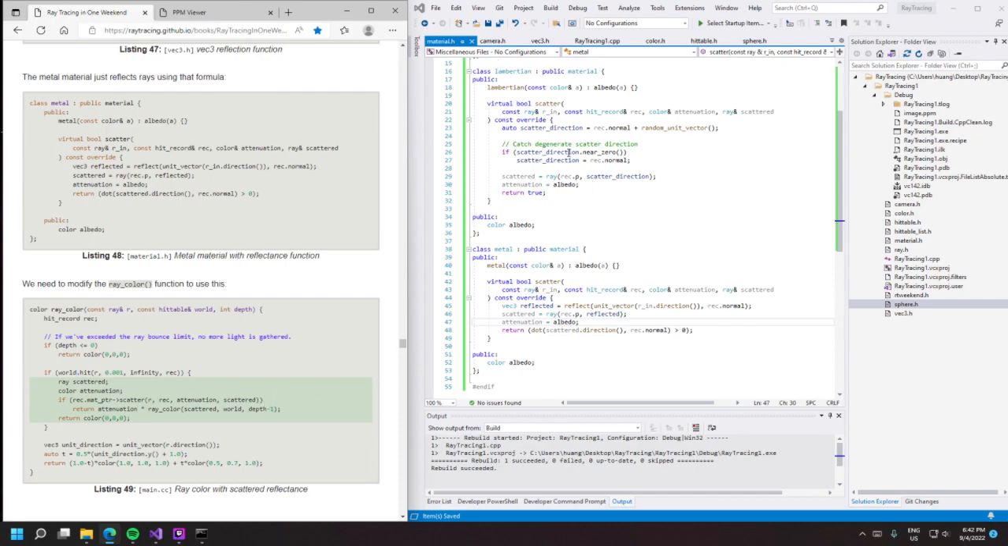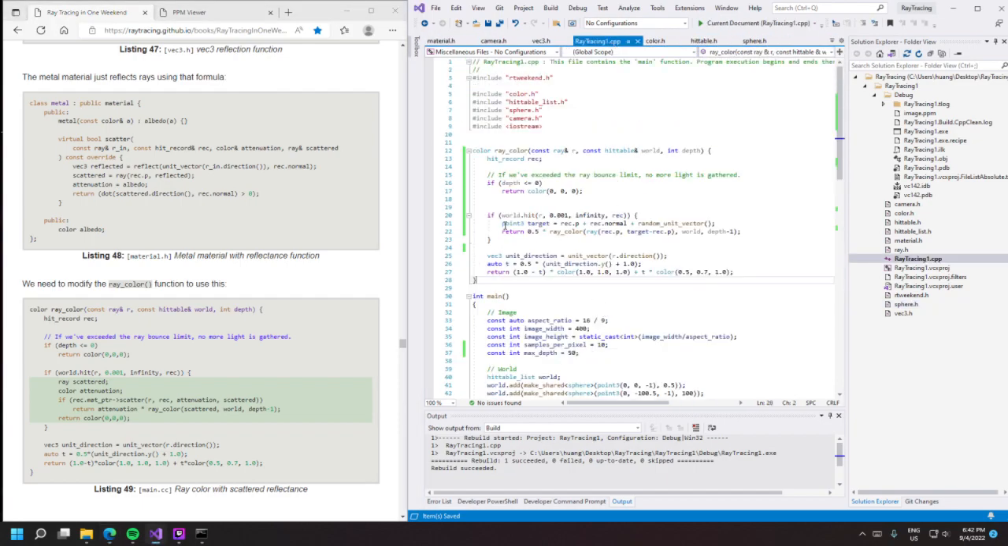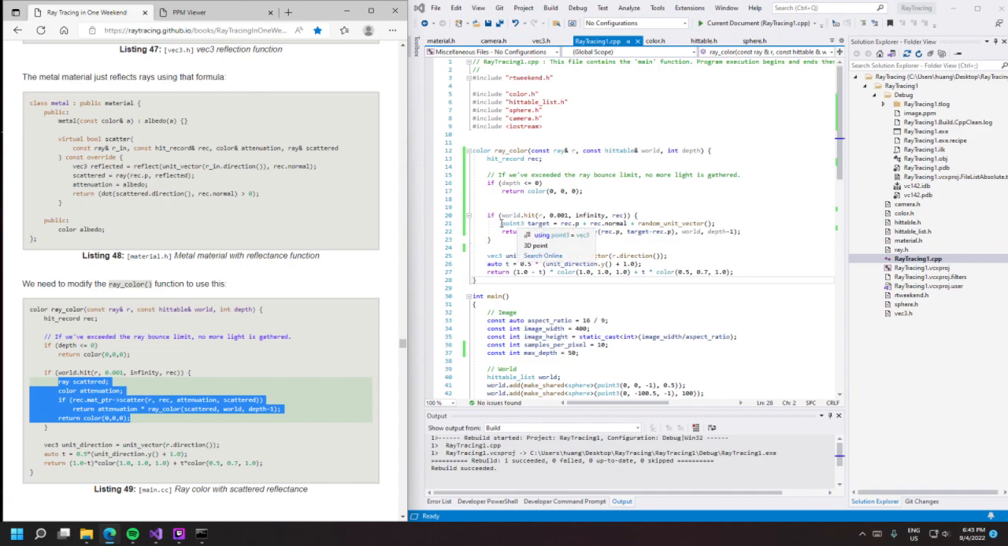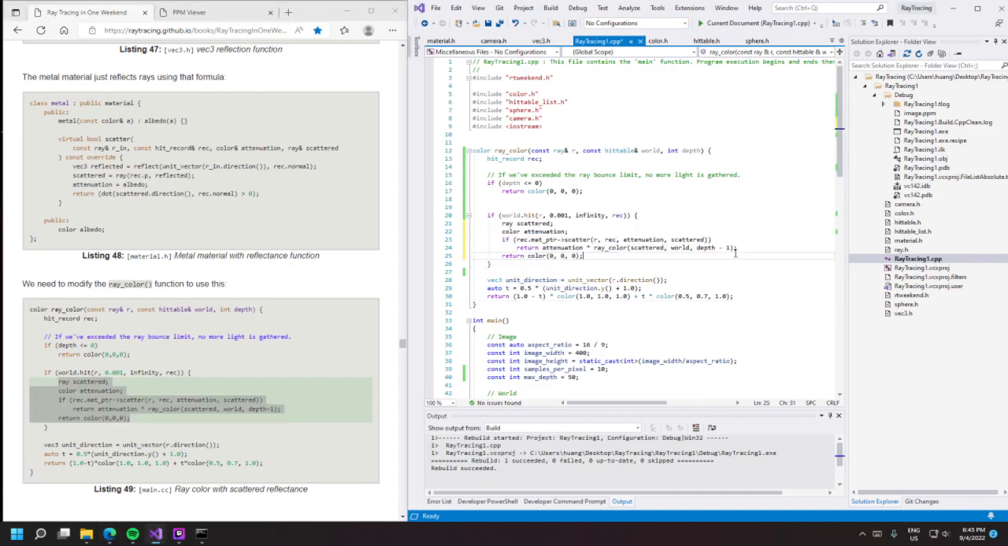We need to modify the ray color function. The ray color function is, okay, if it hits the object, we want to have a ray called scattered and a color called attenuation. And if this material scatters, that's the Boolean that we rewrote as the method, we want to use attenuation to change the ray color a little bit, and then we return the thing that we have.